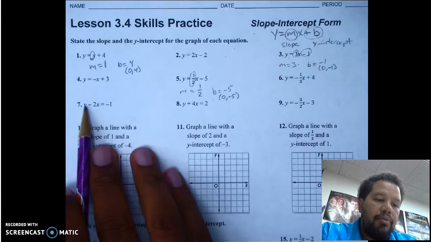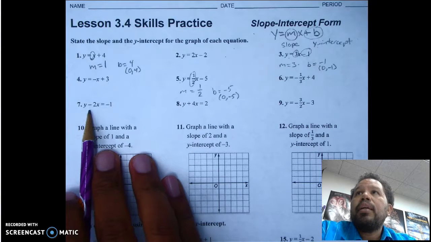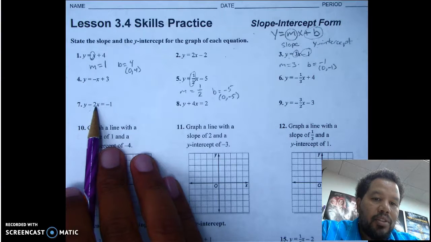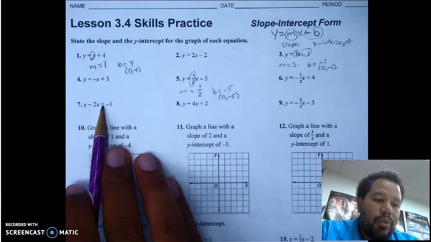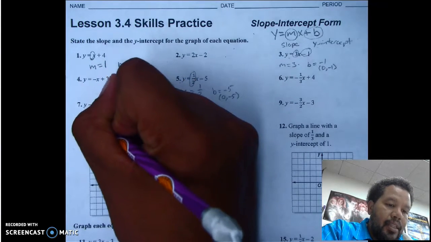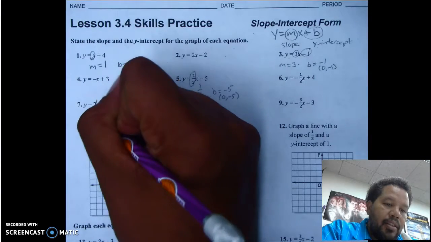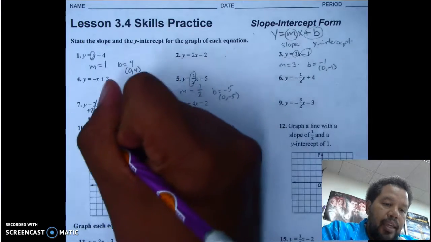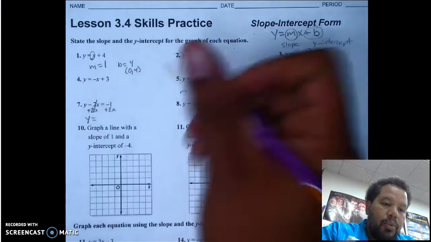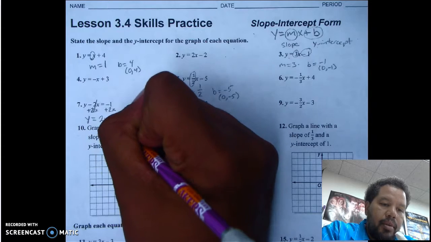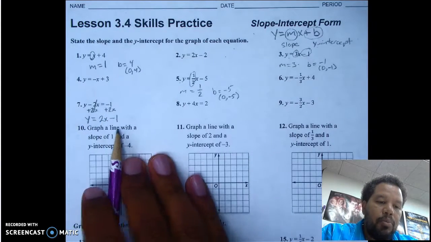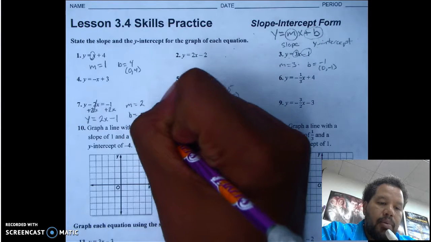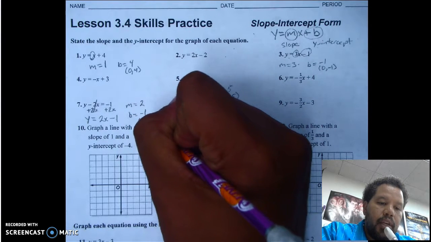And lastly, we have this one right here. This one is not in slope-intercept form, because we have the y and the 2x on the left side of the equal sign. So what we're going to do is add 2x to cancel it, and whatever I do to one side, I do to the other. So I get the equation y equals 2x minus 1. Now this is in slope-intercept form, so my slope is 2. My y-intercept is -1, or (0, -1).